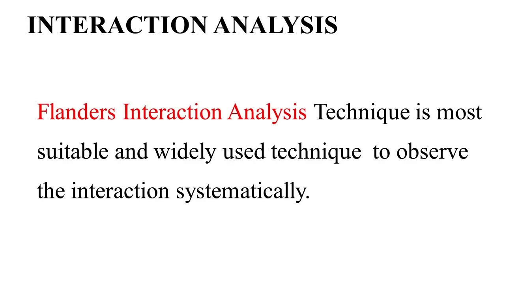There are 4 important techniques to observe the interaction systematically. These are: 1. Flanders Interaction Analysis Categories System, FIACS. 2. Reciprocal Category System, RCS. 3. Equivalent Talk Categories, etc. 4. Verbal Interaction Category System, VICS. Flanders Interaction Analysis Technique is most suitable and widely used technique in the field of research all over the world.